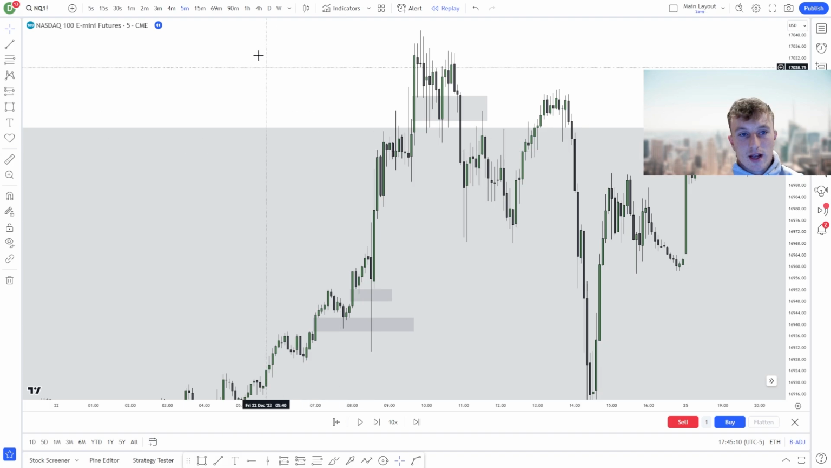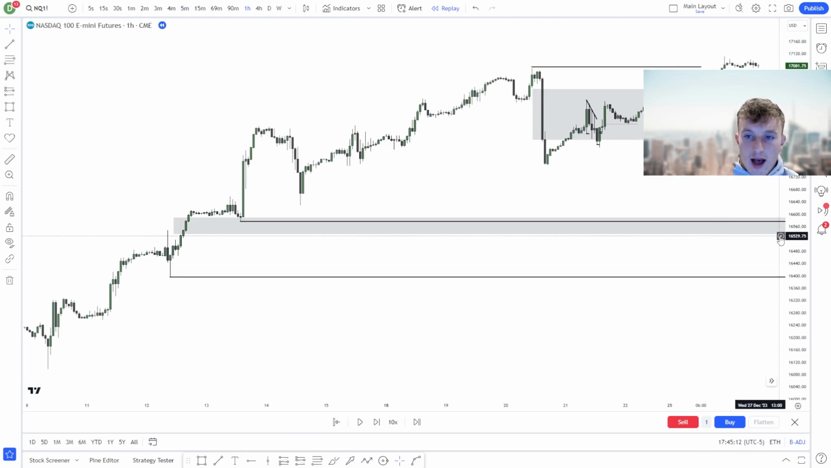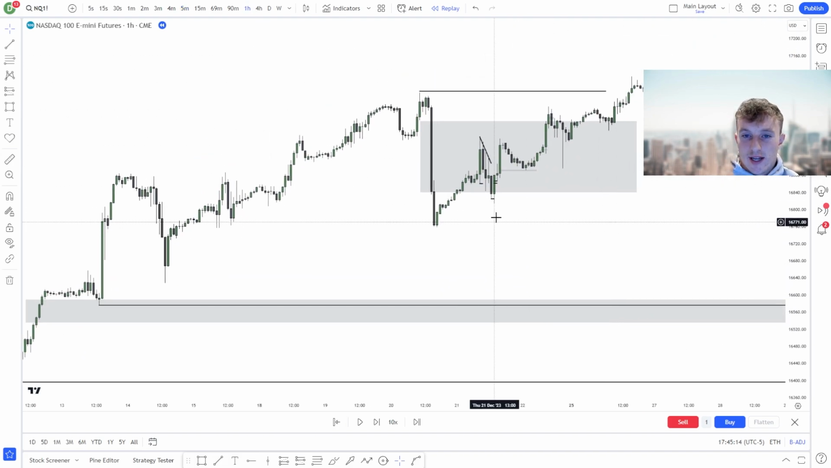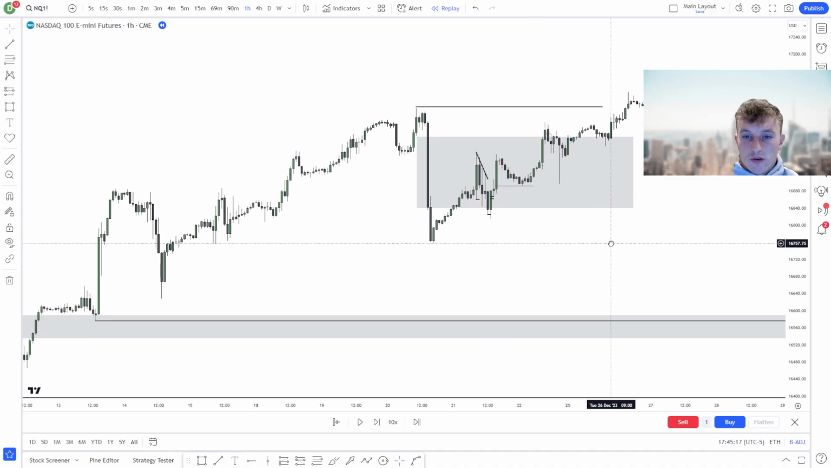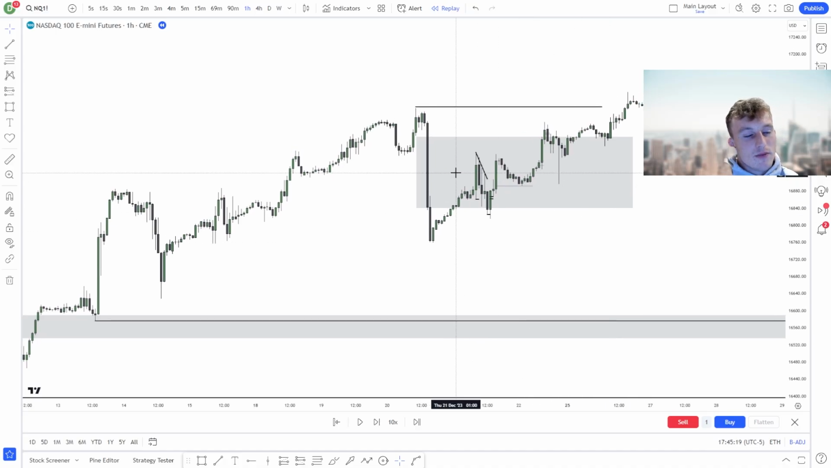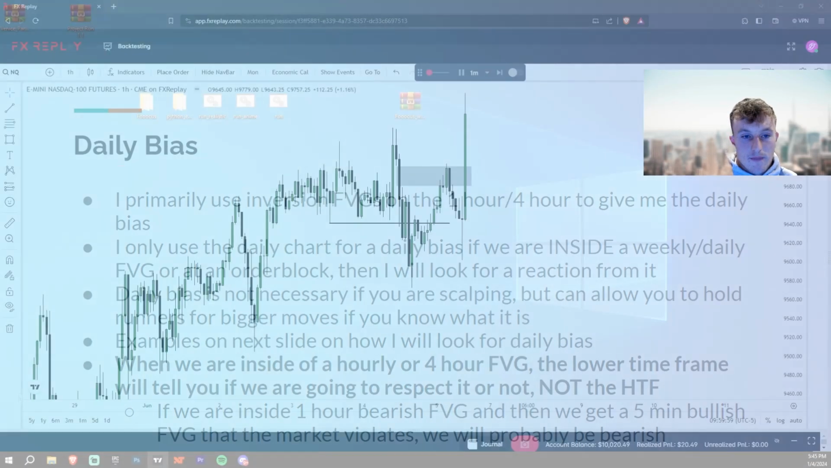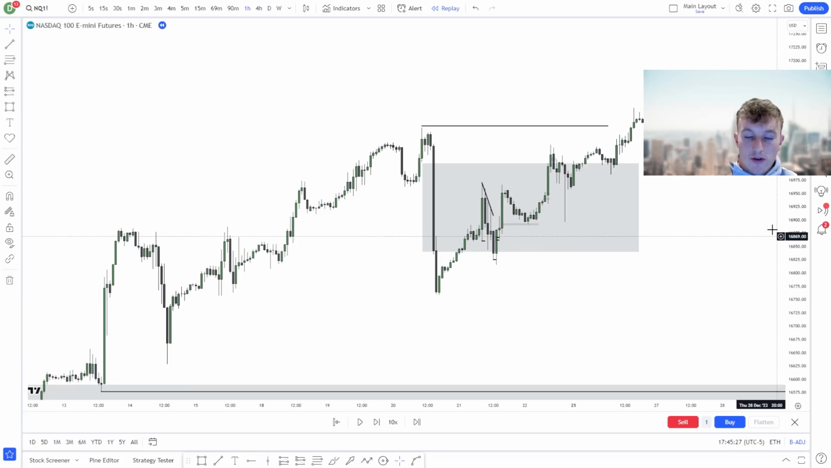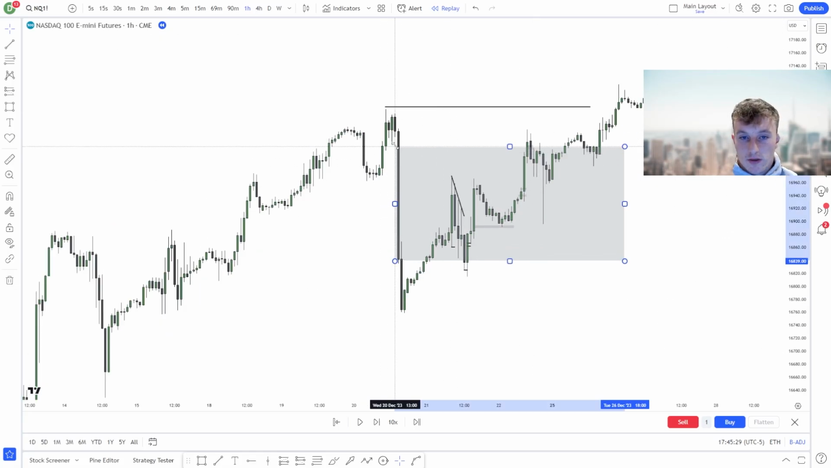There's no bearish anything. So even though the hourly looked bearish and it looked like we were going to reject it, was the lower time frame really telling us we're going to reject it? No, not really. So that's very, very important to understand. The lower time frame for your entries will tell you if we're going to reject a higher time frame fair value gap, and it'll be pretty obvious.